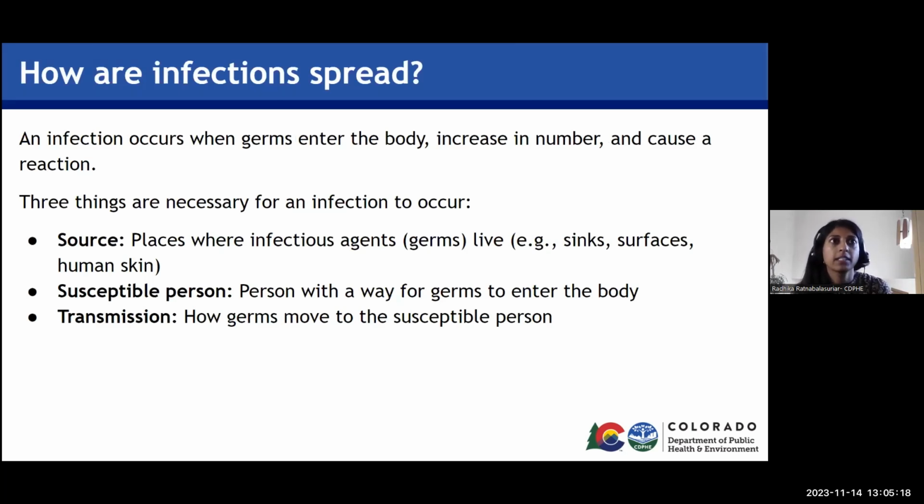And so an infection occurs when germs enter the body, increase in number, and cause a reaction. And really, three things are going to be necessary for an infection to occur. You need a source. So this is going to be a place where infectious agents, so germs, live in surfaces or sinks or human skin. And then you need a susceptible person. So this is a person with a way for germs to enter the body. And the last part of this is transmission. So we have to have a way that germs move to that susceptible person. Next slide, please.